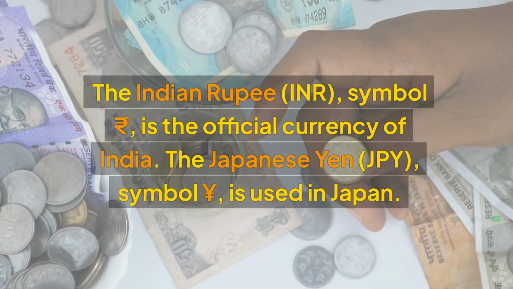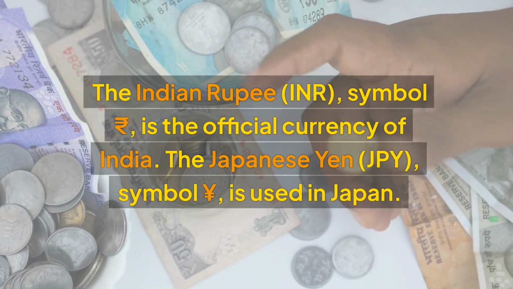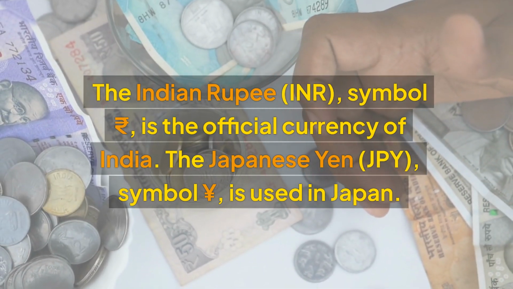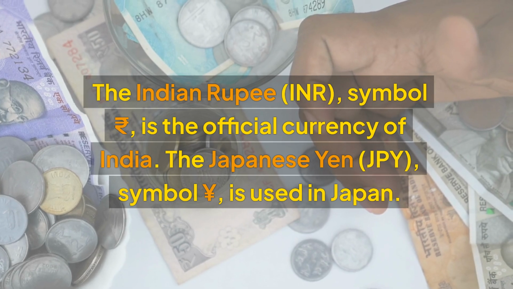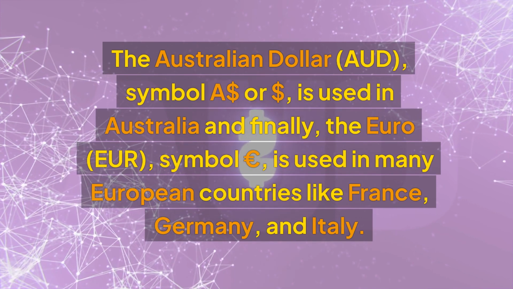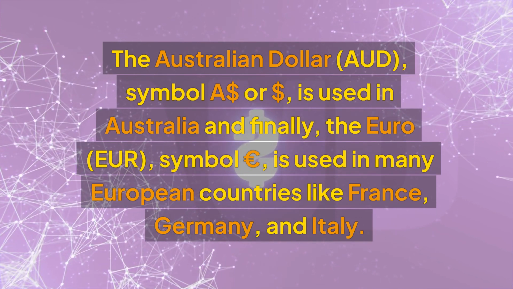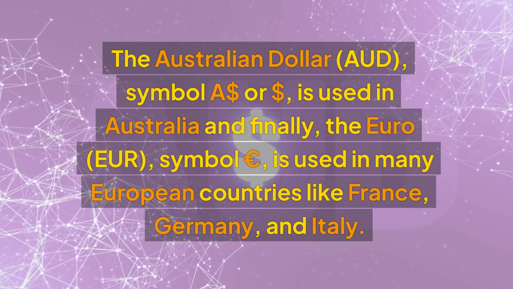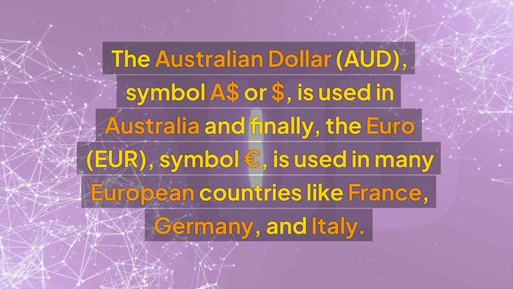The Indian rupee, INR, symbol ₹, is the official currency of India. The Japanese yen, JPY, symbol ¥, is used in Japan. The Australian dollar, AUD, symbol A$ or $, is used in Australia, and finally, the euro, EUR, symbol €, is used in many European countries like France, Germany, and Italy.